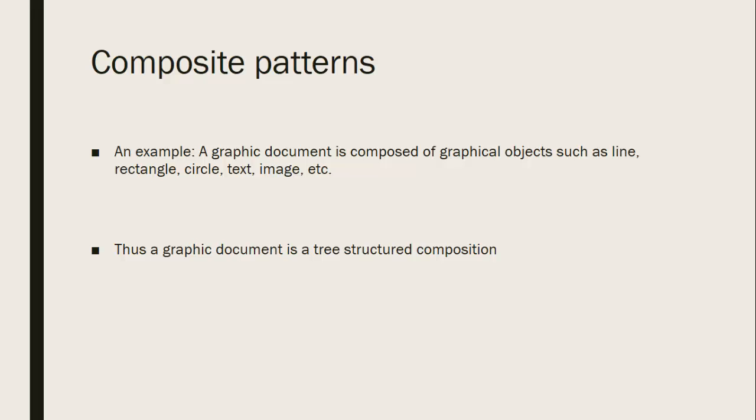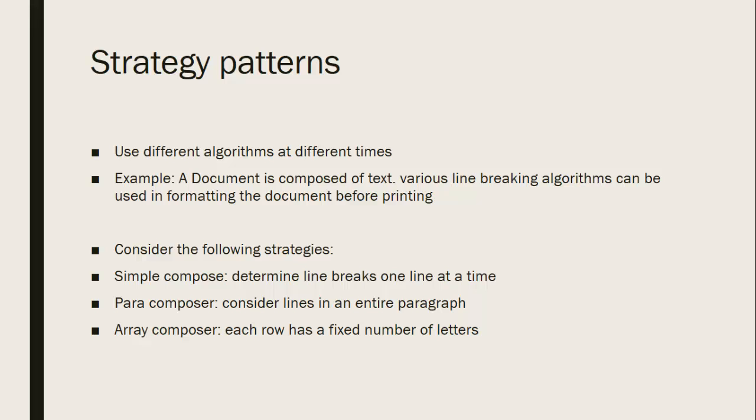An example for the composite pattern is a graphic document that is composed of graphical objects like lines, rectangles, circles, text, images, and so on. Thus, the graphic document is a tree-structured composition. And for the strategy pattern, we can use different algorithms at different times. For example, a document is composed of text. Various line-breaking algorithms can be used for formatting the document before printing it. We can use these algorithms based on our need.